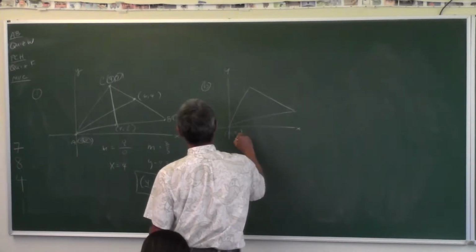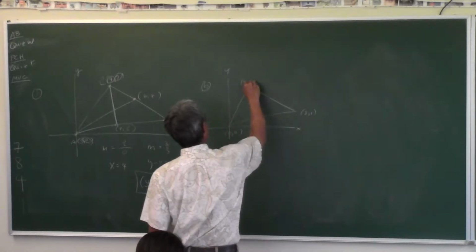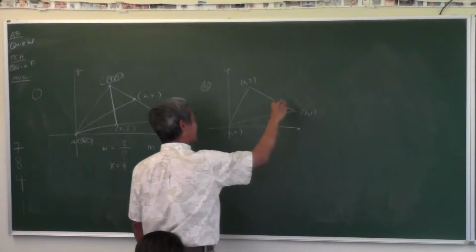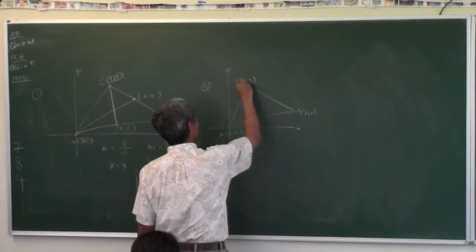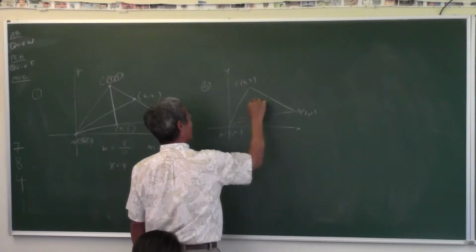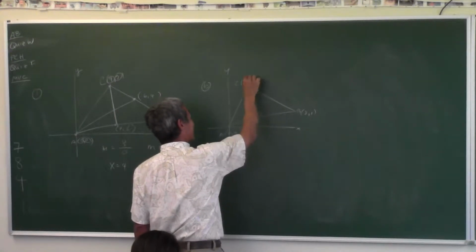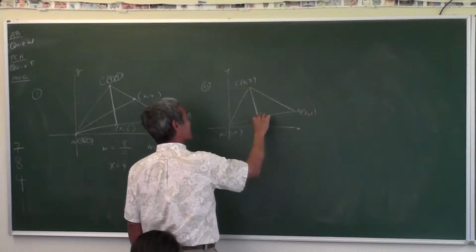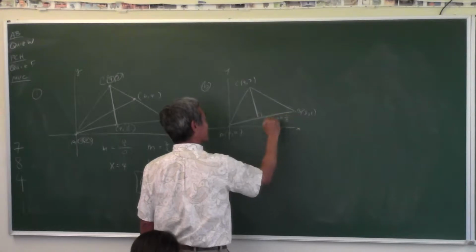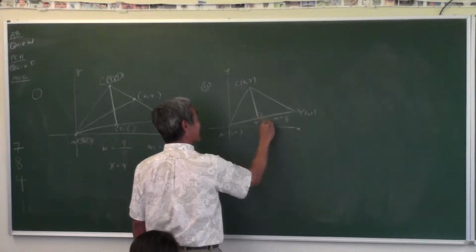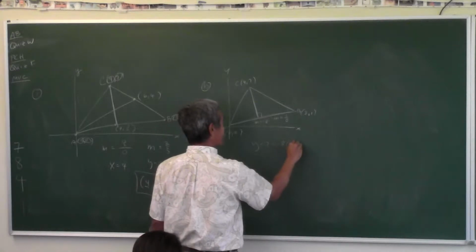The points are 0, 0, 8, 1, and then 4, 7. Okay, so we need altitudes here. Which altitude do you want to do? The one from A, the one from B, or the one from C? C. So we got the point, I need the slope. How do I find the slope of this? You gotta find the slope of this first, for the perpendicular. So this slope is 1/8. So shouldn't this slope be -8 then? So y minus 7 equals -8 times x minus 4.